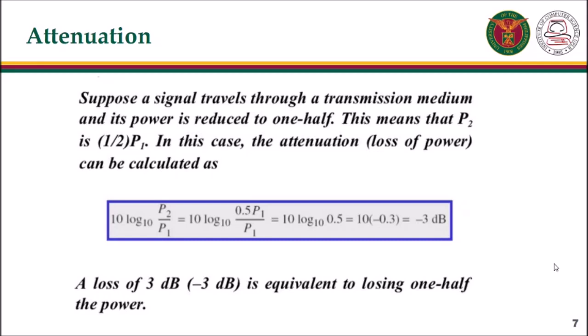Example: suppose a signal travels through a transmission medium and its power is reduced to 1/2. This means that P2 is 1/2 P1. In this case, the attenuation can be calculated as follows. A loss of 3 decibels is equivalent to losing 1/2 the power.